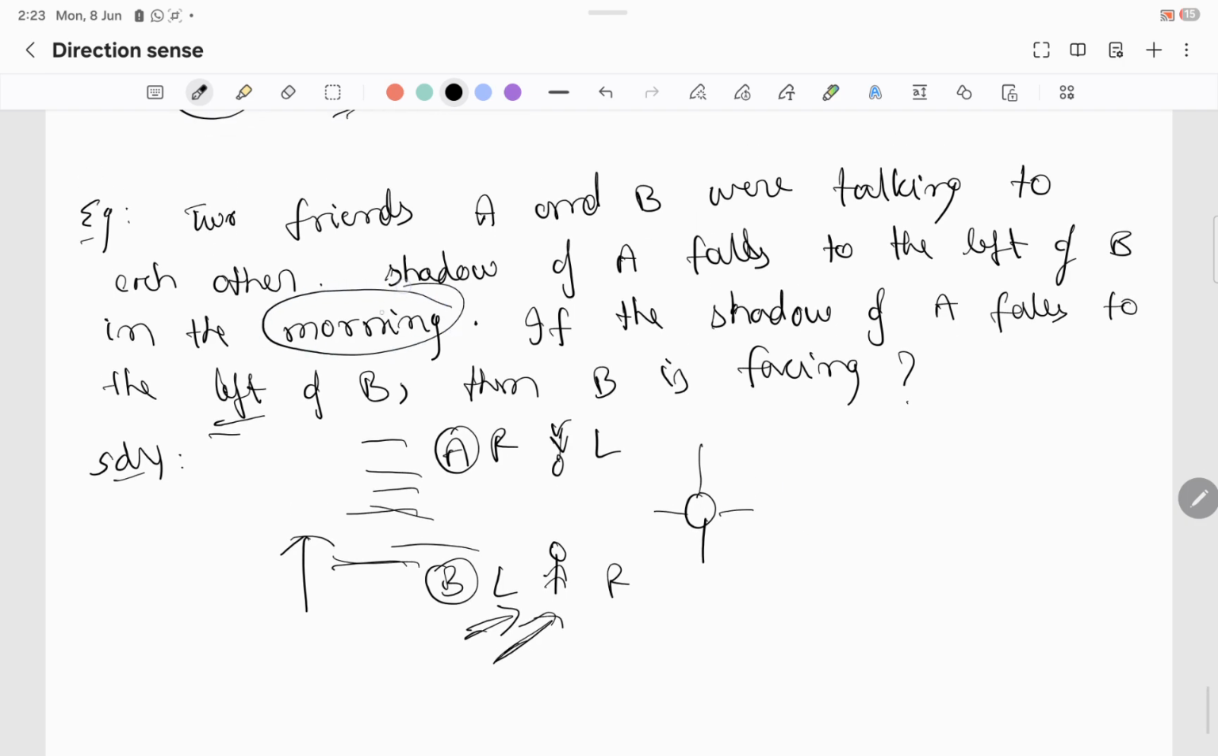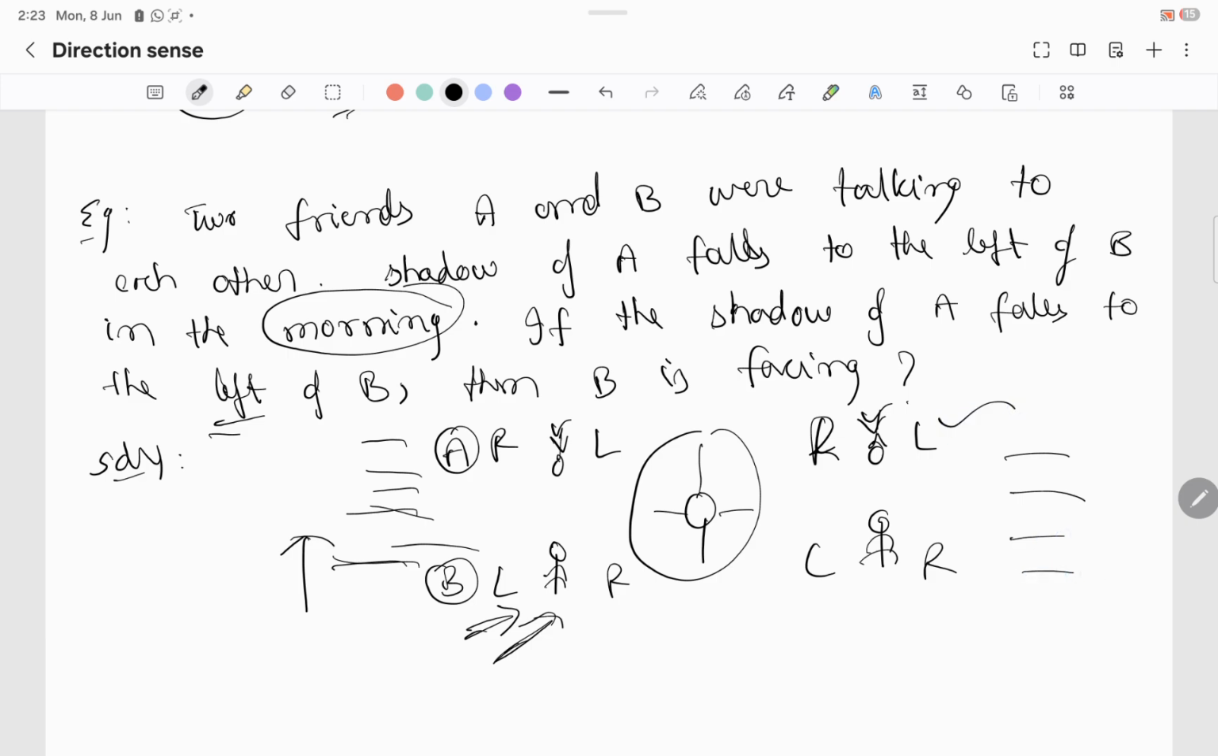Suppose instead of morning, if there is evening, then the sun will be in the west. 2 persons. Left and right they told. So this should be right and left, left and right. Then A's shadow falls to the left of B. If the sun is in the west, everyone's shadow will fall to the east. Now on the east side, whose left is there? This person. Hope you understood this.